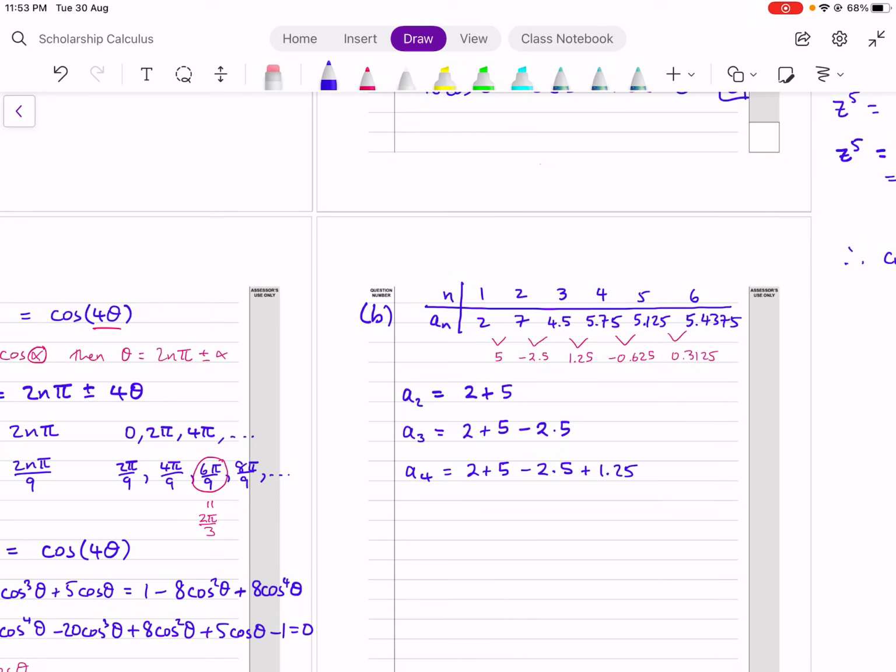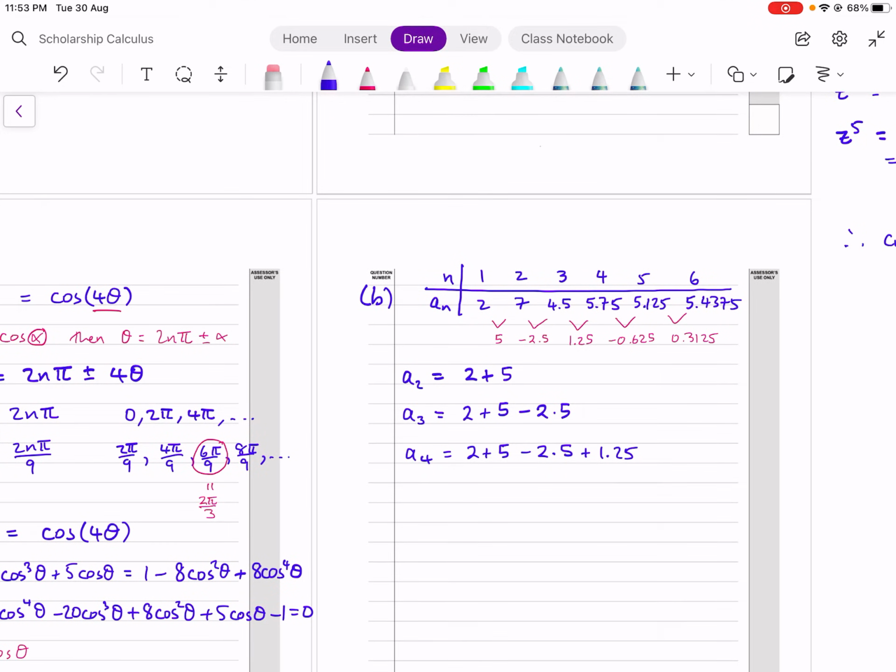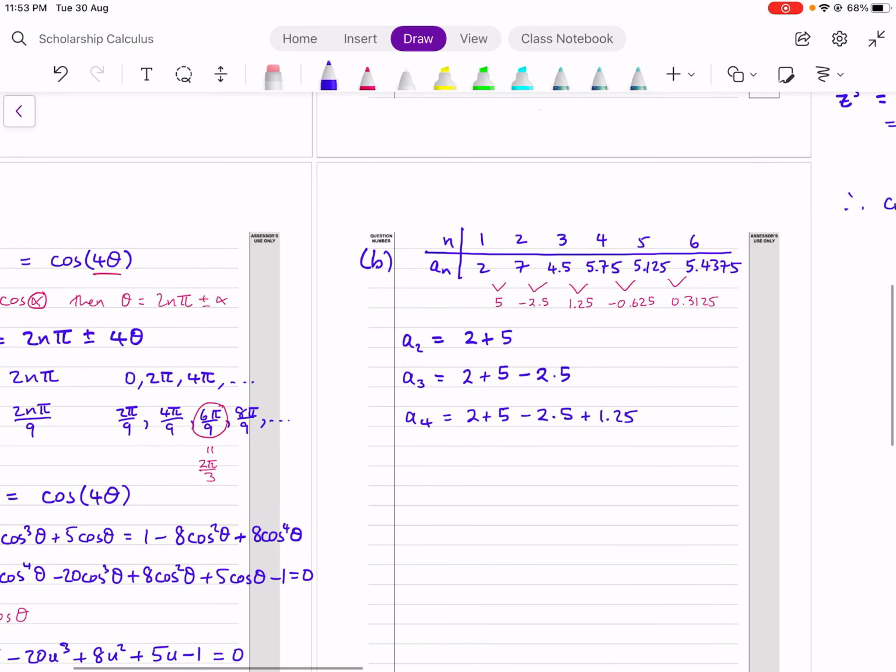So I'm using the differences to get the next value as opposed to finding the previous two values, adding them and dividing by 2. So a to the n, the nth term, is always going to have a 2, but then this part, which changes, is a sum, given this notation, and we need a general term for that.